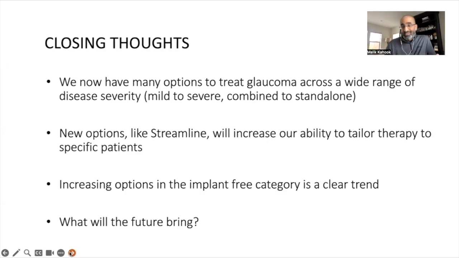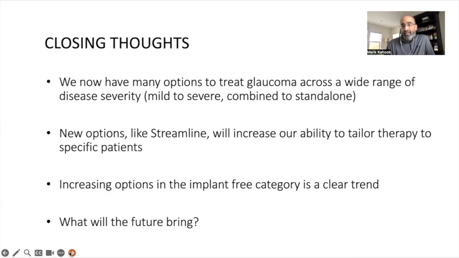So we have many options, and I think that's the exciting thing about being in glaucoma today. We know we have many options to treat glaucoma across a wide range of disease, and we're no longer talking about specific therapies for mild, moderate, or severe. We can really mix and match, and we can also do standalone or combined with phaco. New options like STREAMLINE will increase our ability to tailor the therapy.